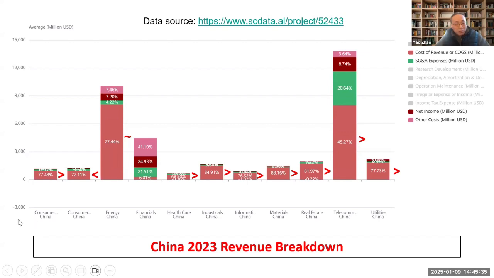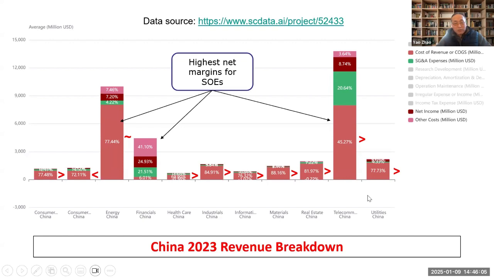They are consumer discretionary, healthcare industries, industrials, information technology, and so on and so forth. Except consumer staples, China has a slightly smaller cost of goods sold percentage. And for energy, it's about the same as the United States. I didn't include financials because cost of goods sold is not that important. Now, that's the first observation.